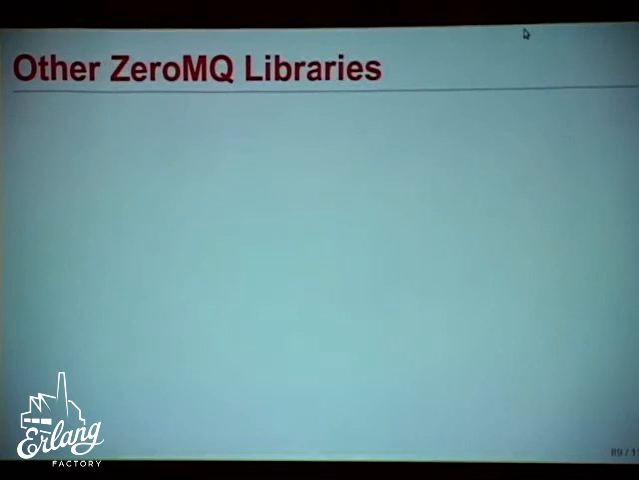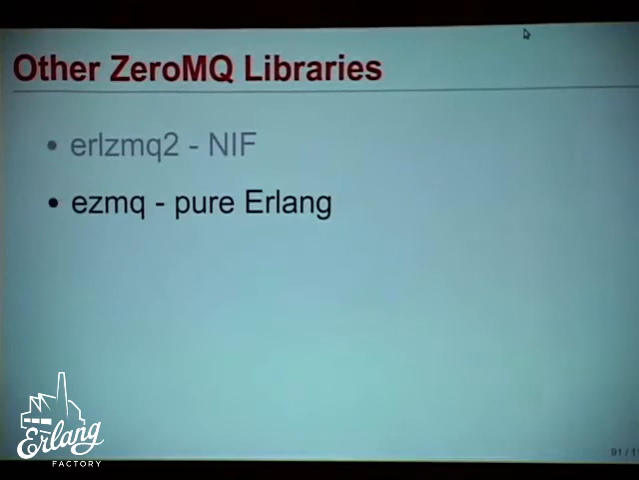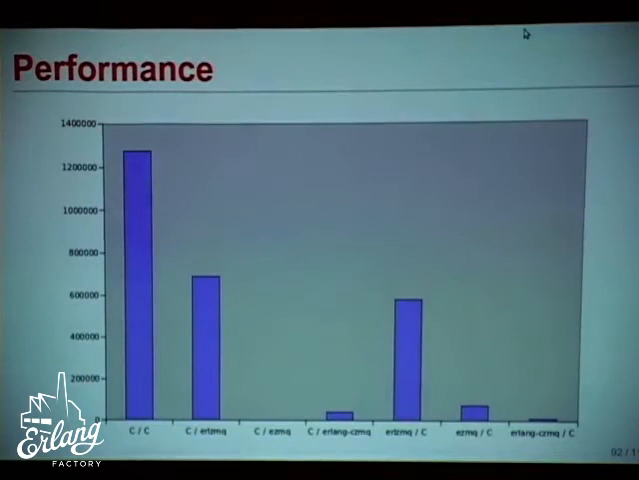Okay, there are a couple other prominent ZeroMQ libraries. There's the NIF, that's Erlang CZMQ2, and then there's EZMQ, which is pure Erlang. To give you a feel for the performance here, now remember I told you that this thing is, quote, slow as a dog. Let me explain this graph. This is using a sender and a receiver in the respective languages. The first one is a receiver, the second one is a sender. Basically the receiver sits there and the sender just pounds it with messages and then you count how many messages are landing per second.